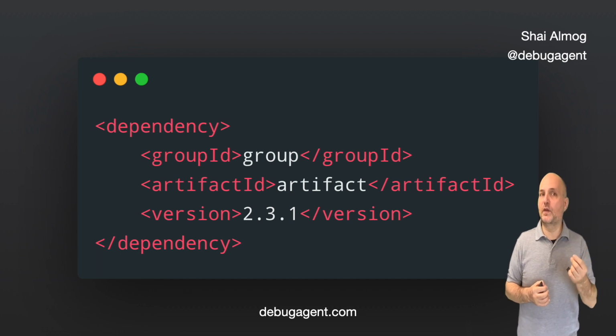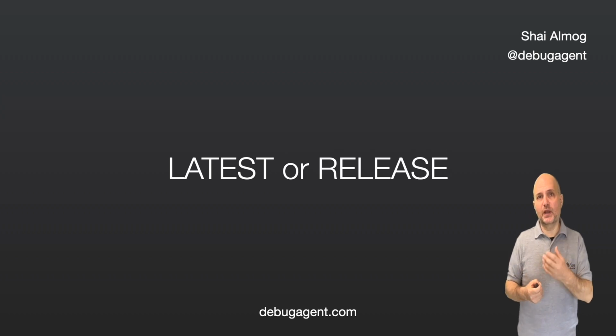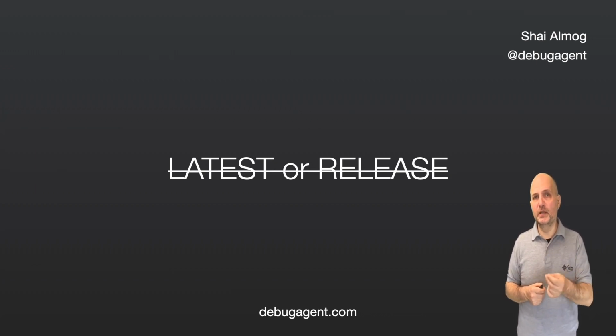We can do something like this with Maven. This is very specific and great for repeatability. However, this might become out of date quickly. We can replace the version number with latest or release, which will automatically get the current version. This is bad as the builds will no longer be repeatable.